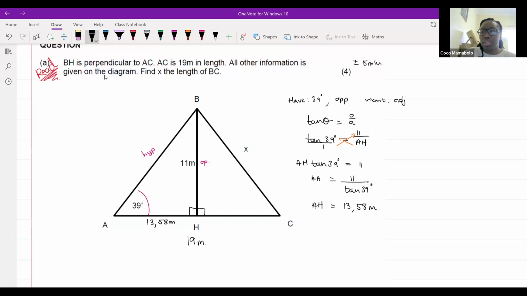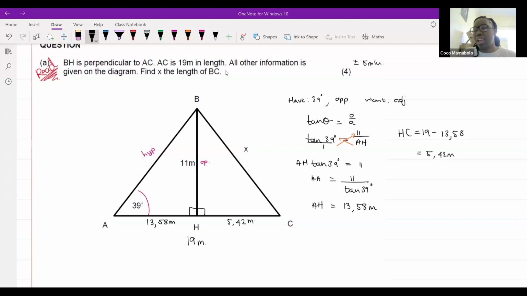Now, if AH is equal to that much, then I can figure out how much HC is equal to. That tells me that HC needs to equal 19 minus 13.58, which should give us 5.42 meters. So now I know that this side over here is equal to 5.42 meters. This is HC. Now I want to find X.